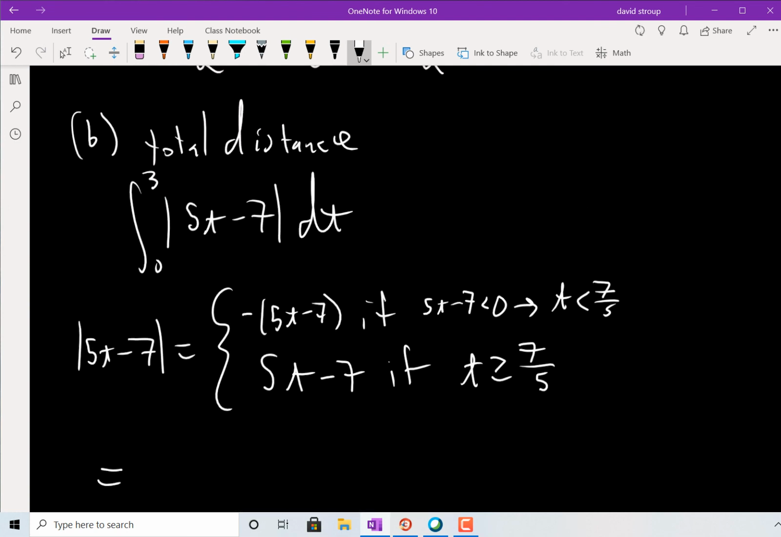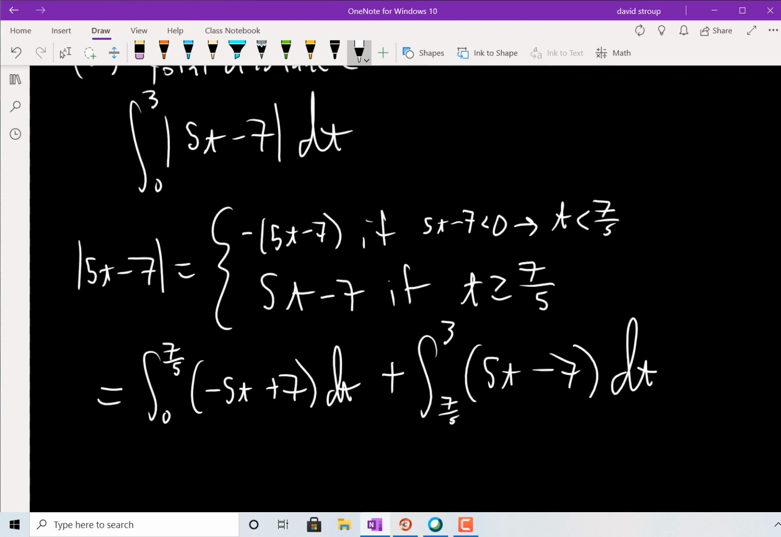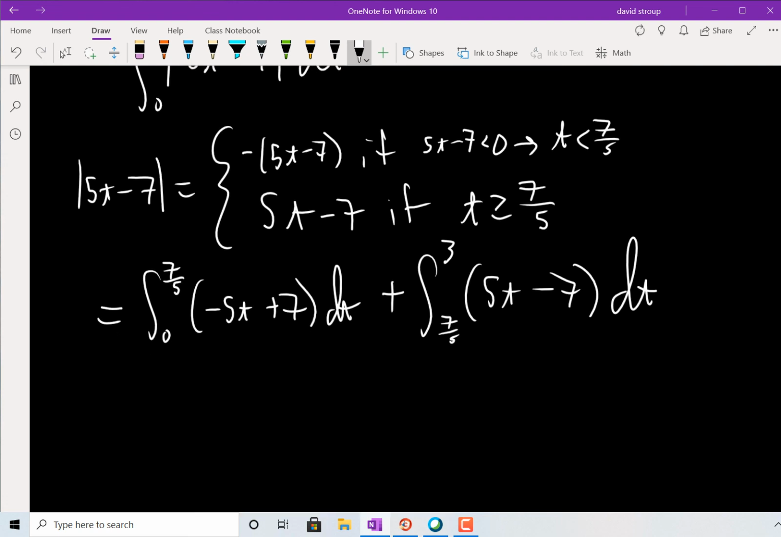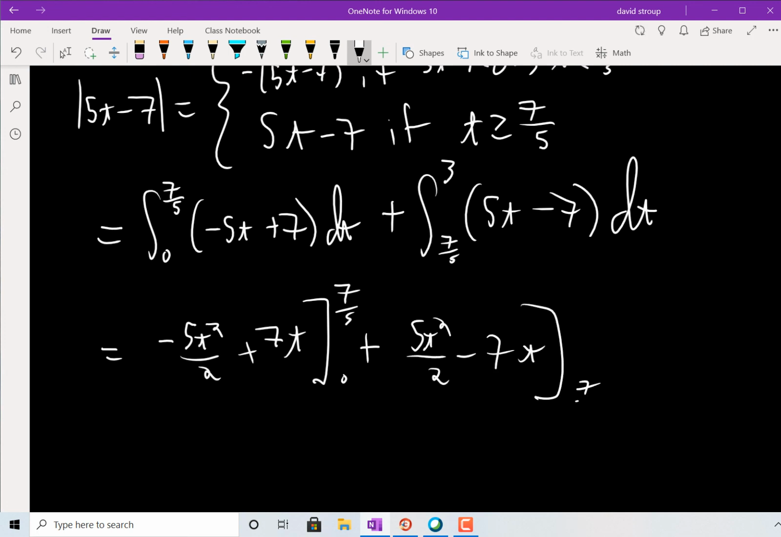So it changes into this other integral: from 0 to 7/5 of negative 5t plus 7 dt, plus the integral from 7/5 to 3 of 5t minus 7. It's even worse when you get absolute values of quadratics, because then you have to do number lines and find out where it's positive and negative. Anyways, let's get the antiderivatives: negative 5t squared over 2 plus 7t from 0 to 7/5, and this is a nightmare, plus 5t squared over 2 minus 7t from 7/5 to 3.